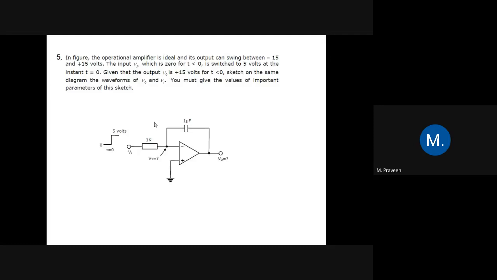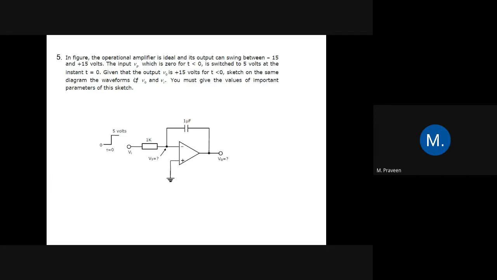In the figure, the op-amp is ideal and its output can swing between -15 and +15 volts. The input voltage VI, which is 0 for t less than 0, is switched to 5 volts at the instant t equal to 0. Given that the output voltage V0 is plus 15 volts for t less than 0, sketch on the same diagram the waveforms for V0 and VI. You must give the values of important parameters of the sketch.